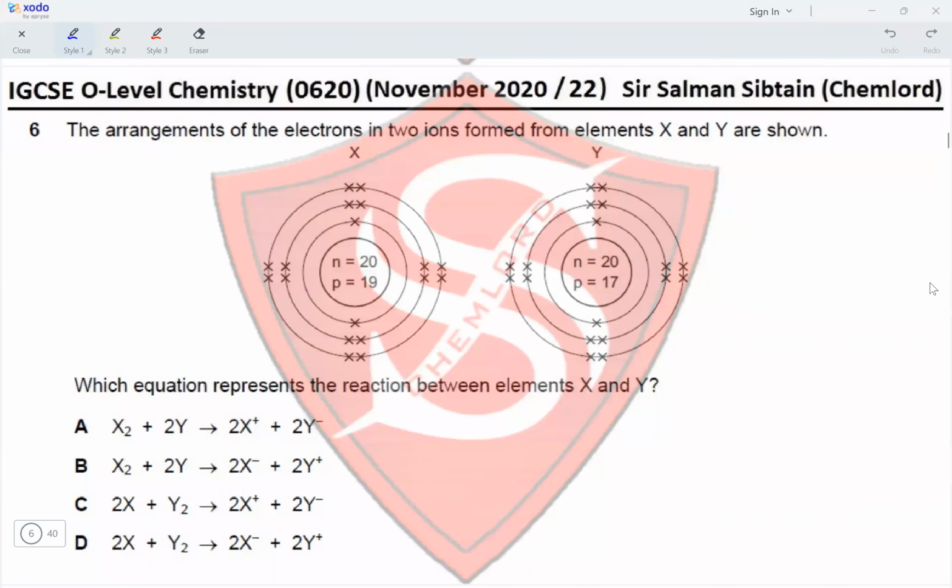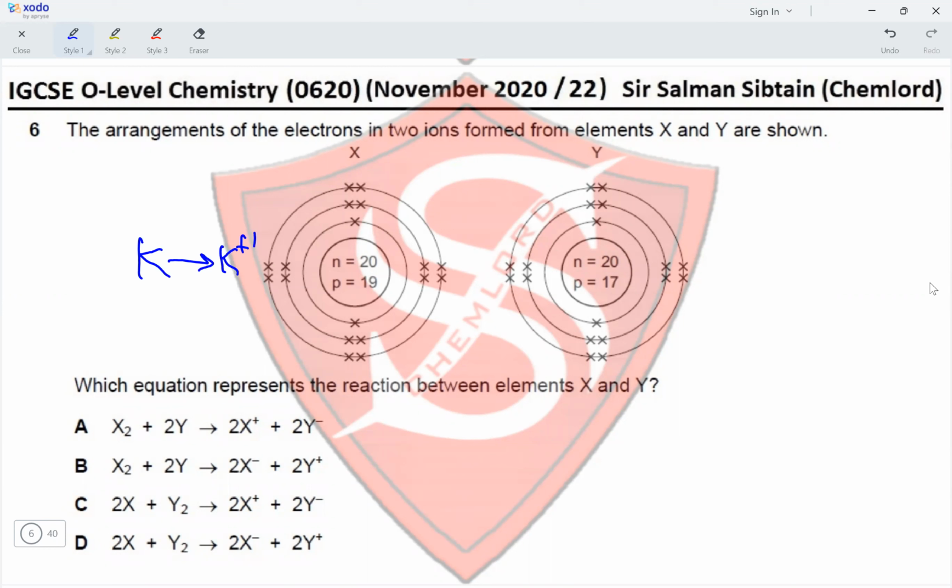Question 6. The arrangements of the electrons in two ions formed from element X and Y are shown. So all of them have 8 electrons in their outermost shell. Which equation represents the reaction between elements X and Y? So the proton number of element X is 19, making this potassium. And potassium would form an ion with a charge of +1.